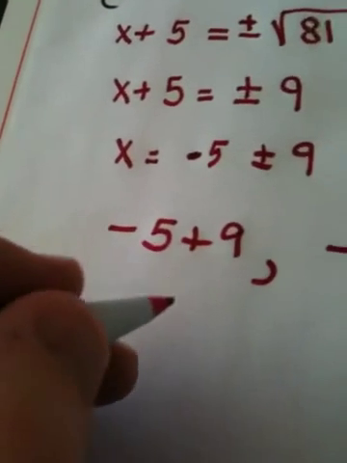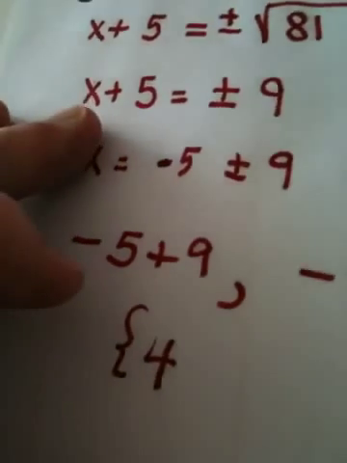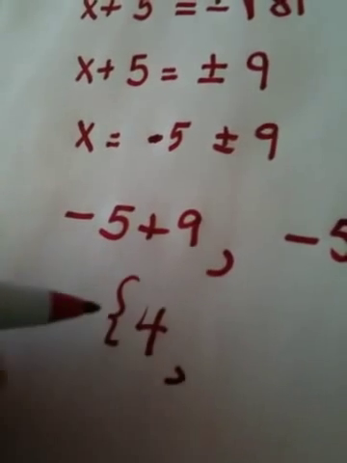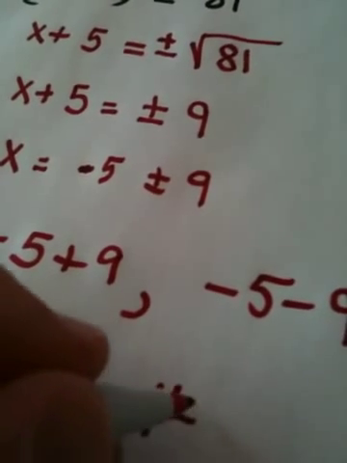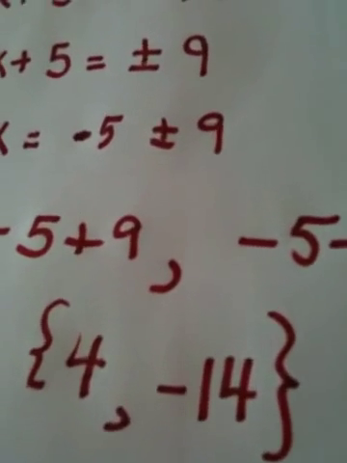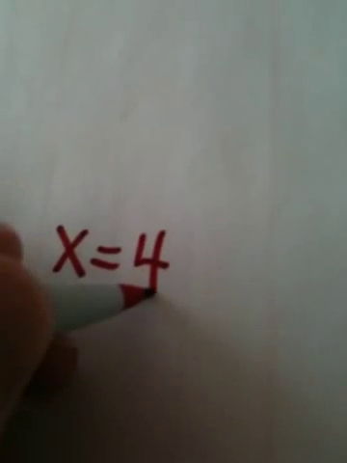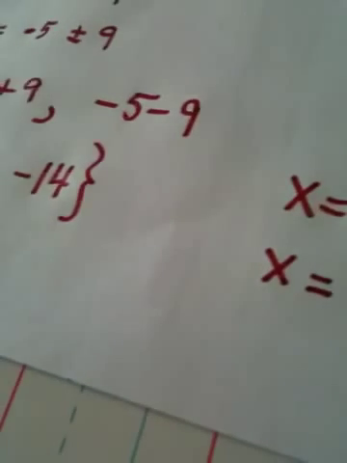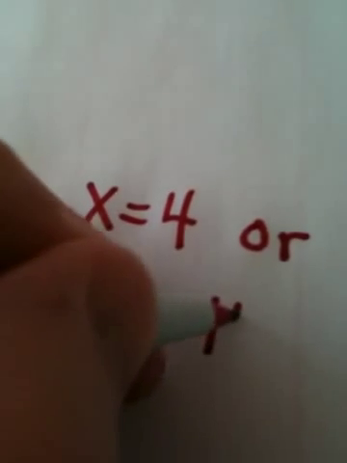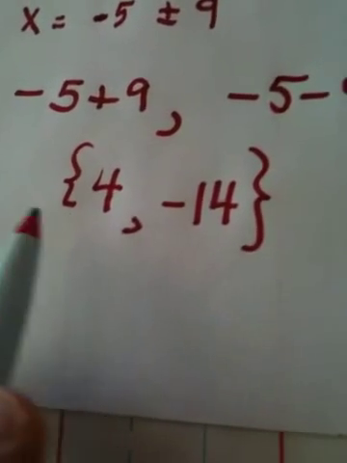And of course, negative 5 plus 9 is 4. So one of my answers in my solution set is 4. And negative 5 minus 9 is negative 14. You could write it that way, or you can just write what you're used to: x equals 4, or x equals negative 14. It's completely correct, however, to put it in solution set form.